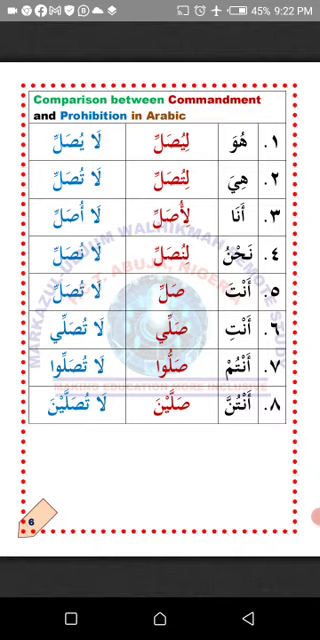سبعة, number seven. أنتم, all of you, referring to a group of male persons. صلوا, you should all observe salat. لا تصلوا, you should not observe salat. 8, number 8, antunna, all of you, referring to a group of female persons. صلين, you should all observe salah. لا تصلين, you should not observe salat. لعلك فهمت? I hope you understand. ما شاء الله.